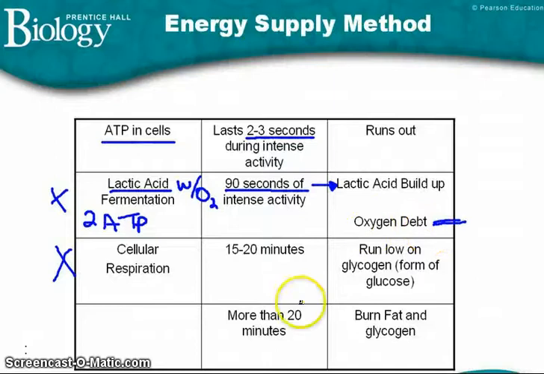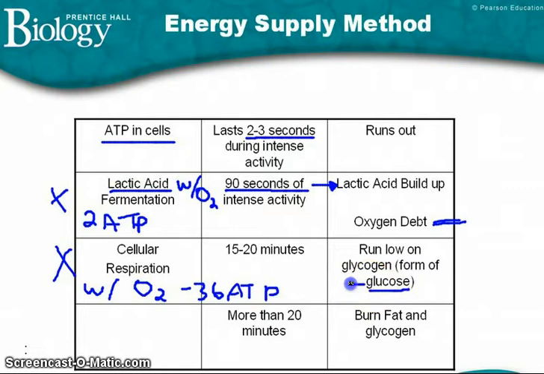Next, in the presence of oxygen, so with oxygen, cellular respiration takes place, producing 36 molecules of ATP for every molecule of glucose that you're using. Your body will continue using glucose or its larger molecule form, glycogen. So glycogen is a bunch of glucose molecules that are all hooked together. I remember that from chapter 2.